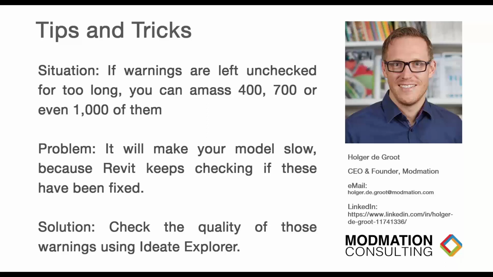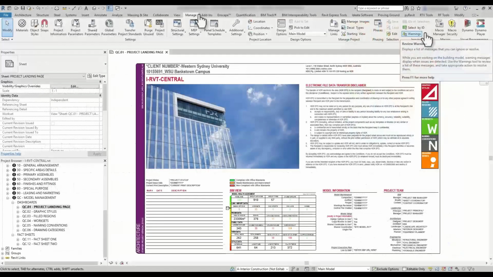So the situation we have right now is we have a model where warnings haven't been cleaned up, they haven't been checked for a long time, and if that is the case, you can quickly end up with about 400, 700, or even more than 1,000 warnings in your model. And if you know Revit, the more warnings you have, the more effect it has on performance. So your model gets slower, Revit gets slower, Revit can even get more unstable, can basically crash and so on. And that's something you want to avoid. So the problem is that your model is slow because Revit keeps checking if these have been fixed. And our solution is to check the quality of those warnings using Ideate Explorer.